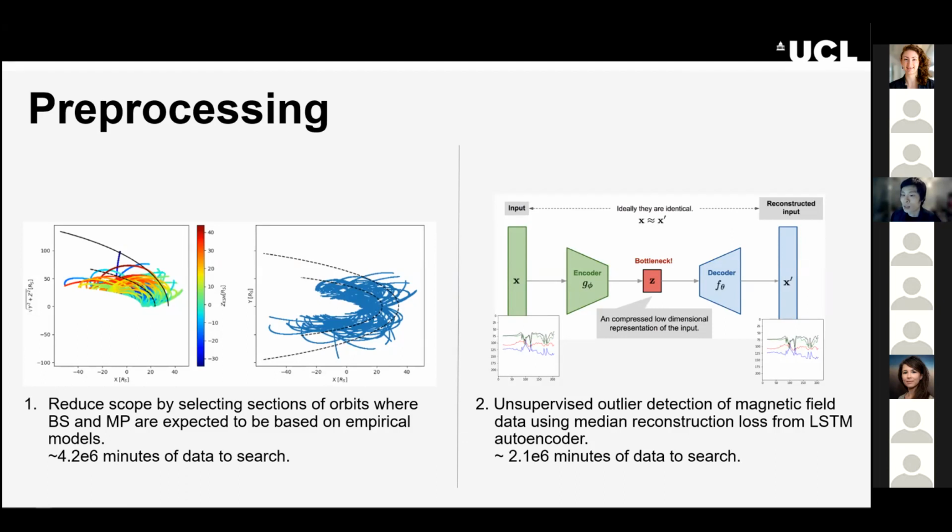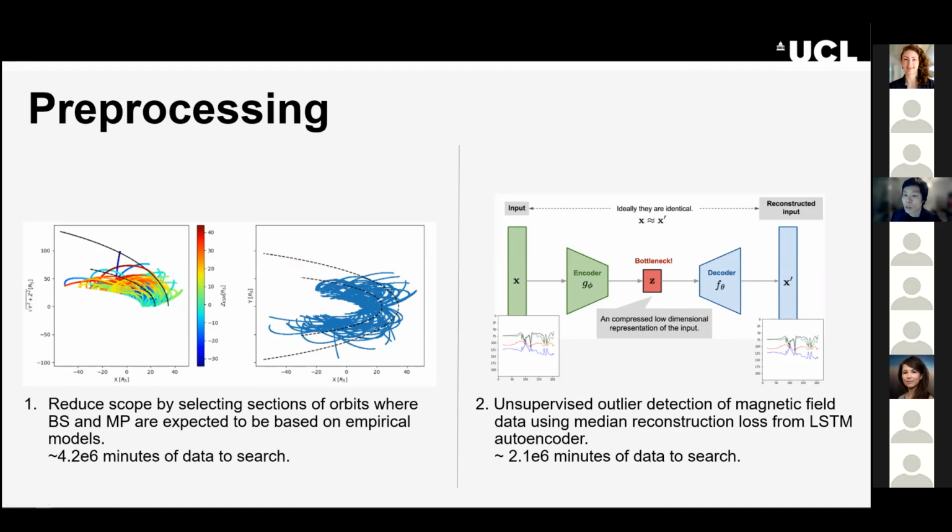And just for context, there's around 2,100 magnetopause crossings and 1,200 bow shock crossings in the current catalog, both of which are recorded as single timestamps. So we really want to reduce the data scope that we want to search. Second step of preprocessing, we want to reduce that even more.